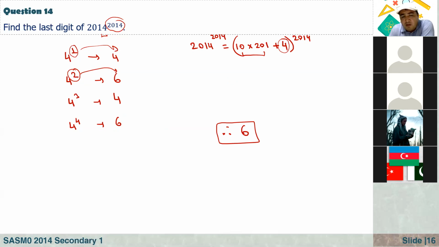Now I'm just investigating this. What is 4 to the power of 1? It is 4. The last digit is 4. 4 squared, 16. The last digit is 6. 4 cubed, 64. The last digit is 4. 4 to the power of 4, last digit is 6. Now we see the pattern, right? If the power is odd, last digit is 4. Even, it is 6. Odd, it is 4. Even, it is 6. Now I'm just drawing a conclusion here, or prediction. If the power is even, the last digit will be 6. If it is odd, the last digit is 4. But here, 2014 is an even number. That's why the last digit must be 6.